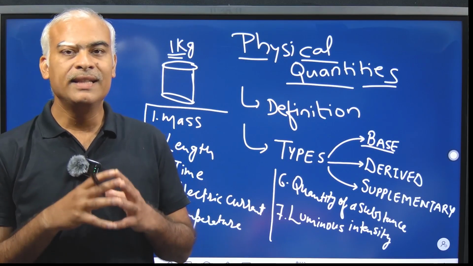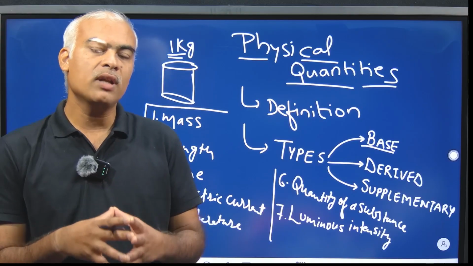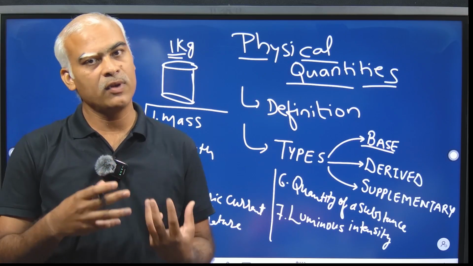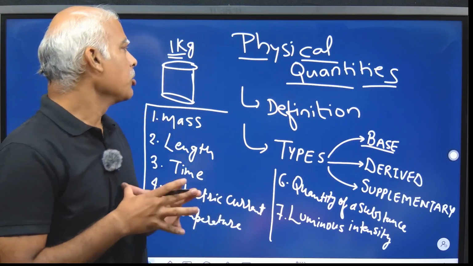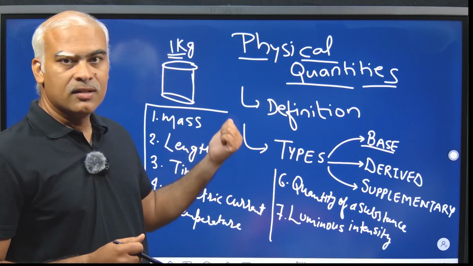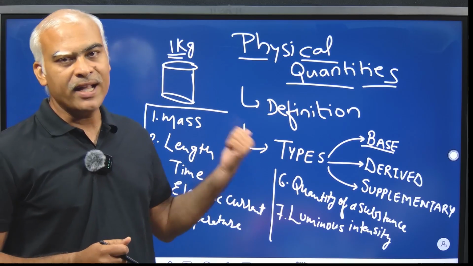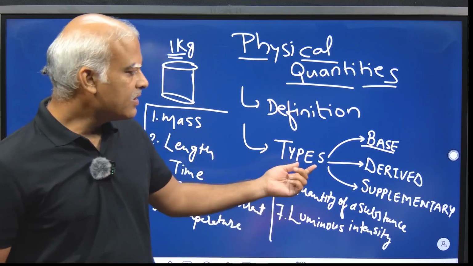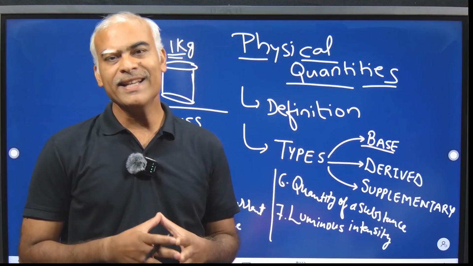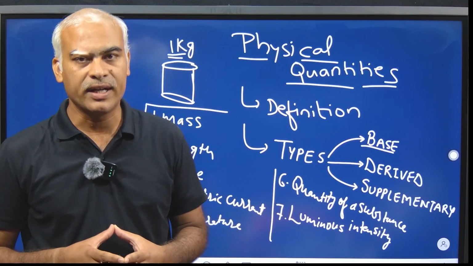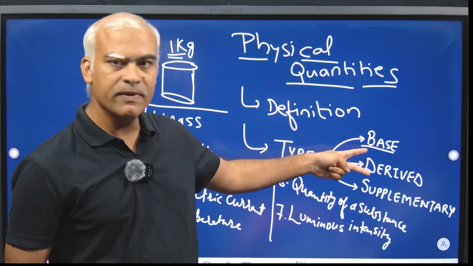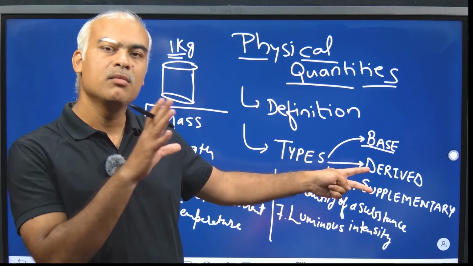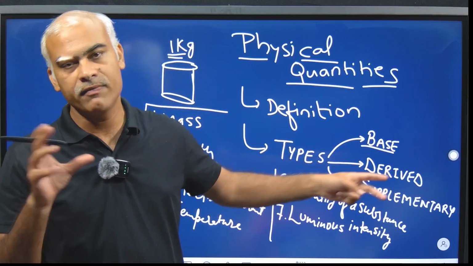That means they do not require other quantities to be defined, right? Now, I am saying that mass is a fundamental quantity. Why am I saying this? Length is a fundamental quantity. Why am I saying this? I am giving you an example with the second type. The second type is basically derived physical quantities. The difference between base and derived physical quantities will give you a clear demarcation of why we require base quantities as well as derived physical quantities.